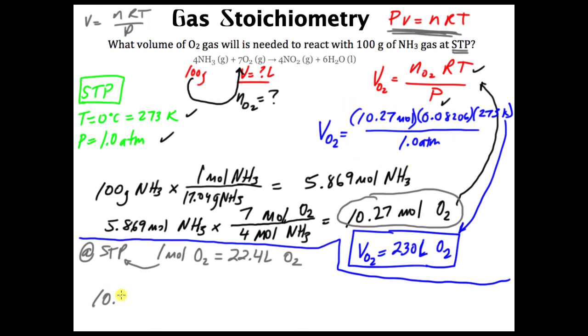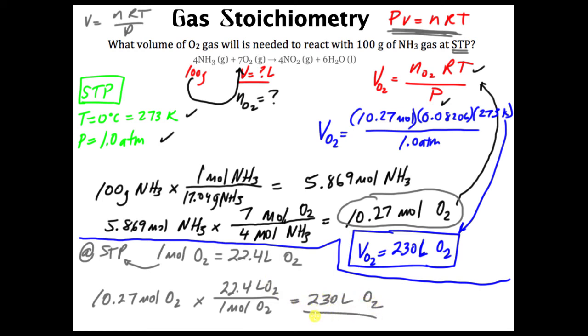So 10.27 moles of oxygen, and then I would use this as my conversion factor, and I would say I have 1 mole of oxygen to 22.4 liters of oxygen, and if I do that calculation I end up with the same answer, 230 liters of oxygen. Okay, so it's a shortcut, but it's only true at STP. This always works, so I would prefer to use that if it were me, but again, I just wanted to show it to you.